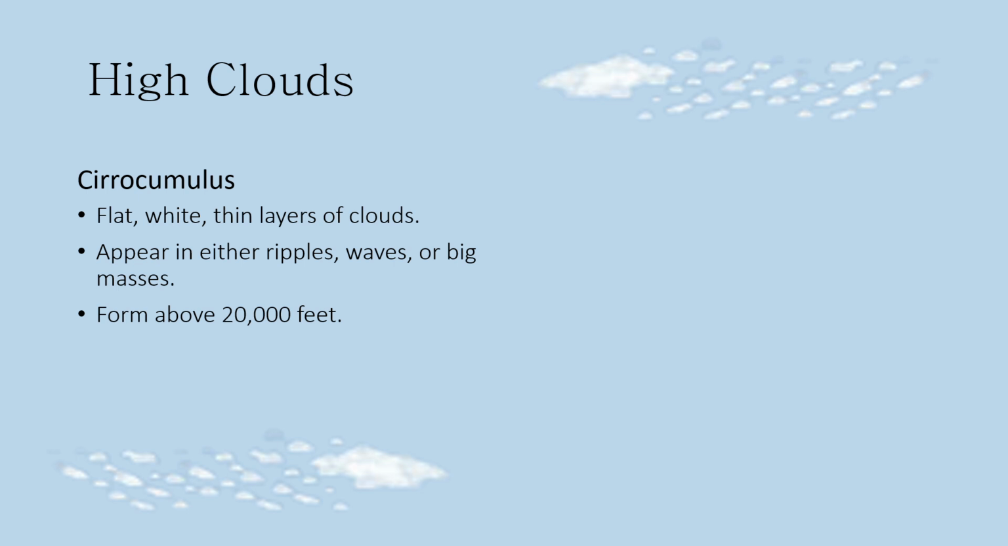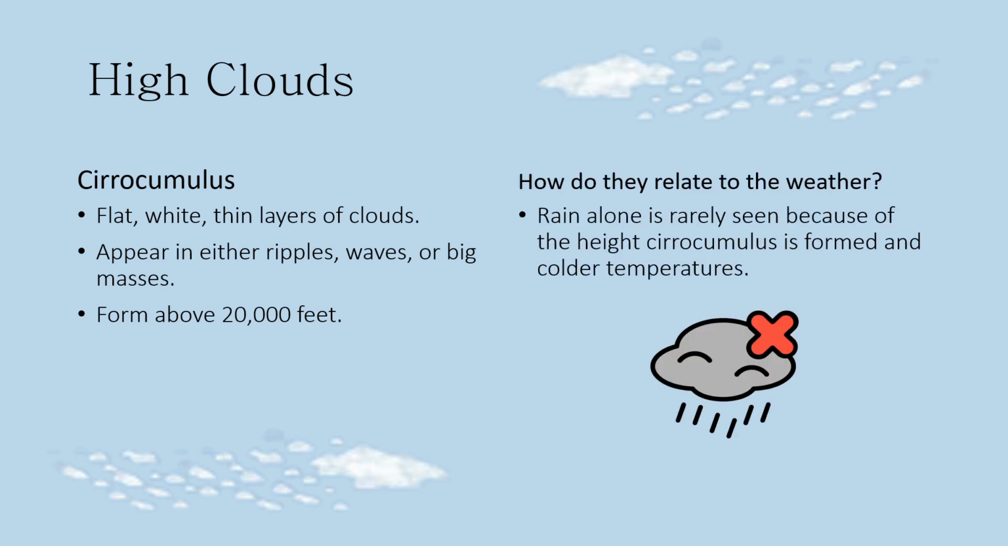Next in the high clouds is cirrocumulus. They form in large flat layers composed of smaller clouds. Like the cirrostratus, it is hard for rain to form at higher altitudes with cooler temperatures, so rain isn't seen from this cloud, nor do they have any cloud species.